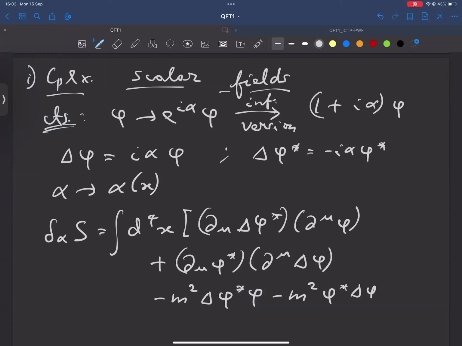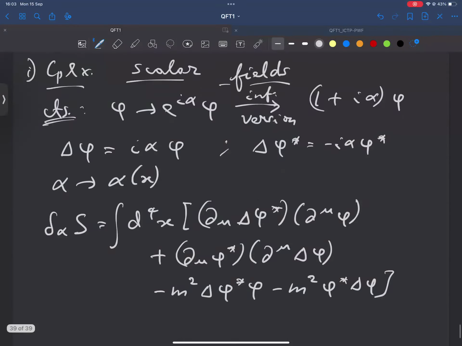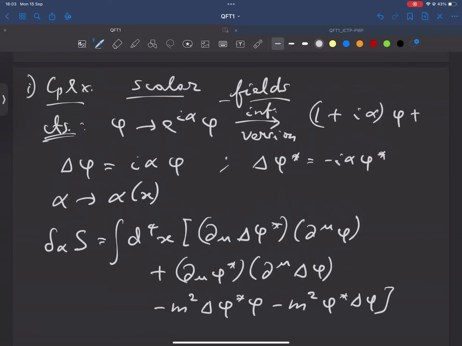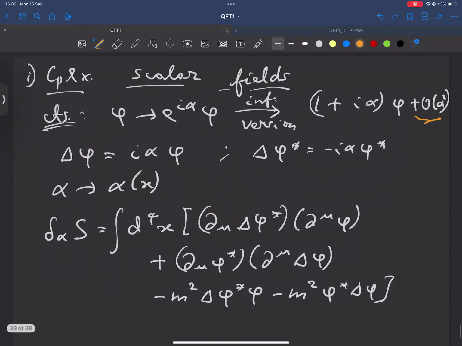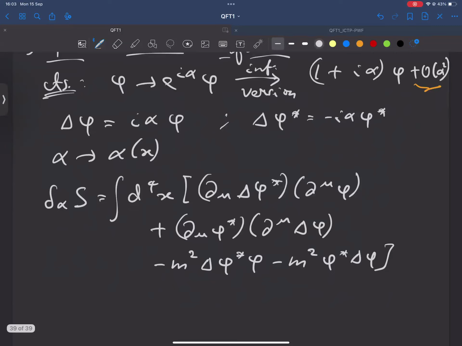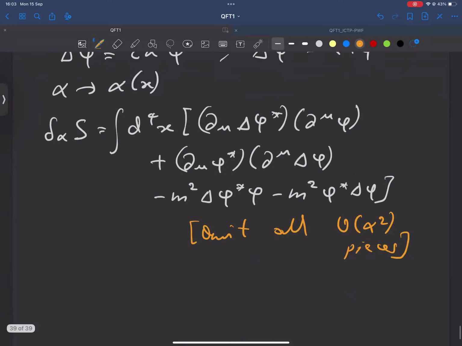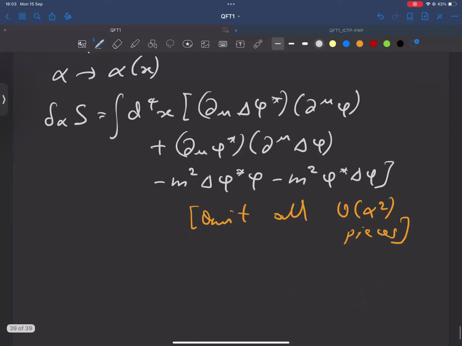The only important piece that I will give you here is, so you see in this infinitesimal version, we omitted the alpha square piece, okay? So we neglect anything that's second order and beyond. Similarly, when you are doing this variation, you omit all order alpha square and above pieces, okay? That's probably the only important thing that I have to say to derive this result. Rest, everything is straightforward.